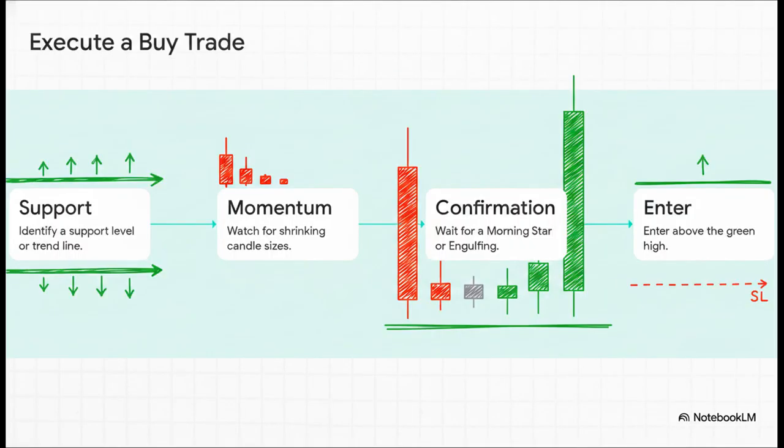So let's walk through exactly how you'd execute a buy trade using everything we just talked about. Step 1. Identify a solid support zone or an upward trend line. Step 2. As the price drops toward that support, watch the candles. Are they shrinking? That means the selling momentum is dying out. Step 3. Right at that line, you wait for a confirmation pattern, like a doji followed by a massive green breakout, or a morning star. Once you see that, enter your trade above the green high and just tuck your stop loss safely below the pattern.